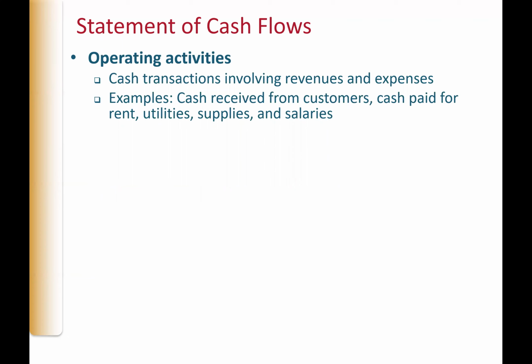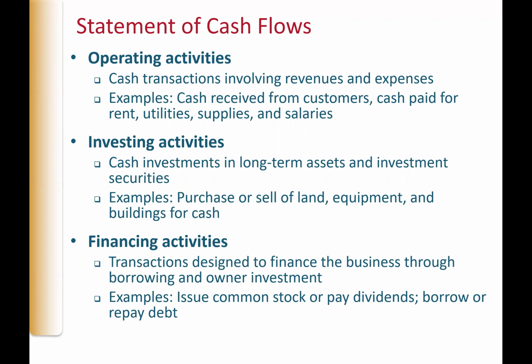Our statement of cash flows breaks down our activities into 3 separate types of activities. One is operating, one is investing, and one is financing. The operating activities are going to cover most of the transactions of a company. So the operating activities involve anything to do with revenues and expenses, pretty much why the company is in operation.